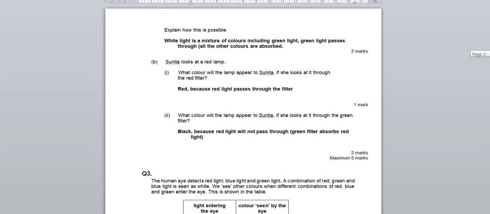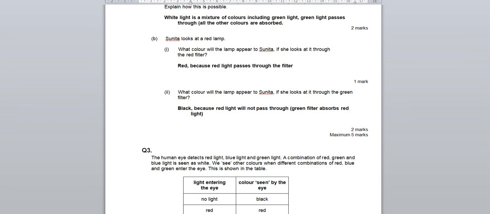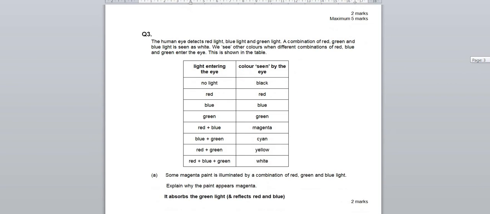Sunita looks at a red lamp. What colour will the lamp appear to Sunita if she looks at it through the red filter? Right, well, it'll appear red because red light is allowed to pass through, but all of the others will be absorbed. What colour will the lamp appear to Sunita if she looked at it through the green filter? Well, if it's a red lamp, like it says, a green filter will actually absorb the red light, so it will just appear black because there's no light left to go through.